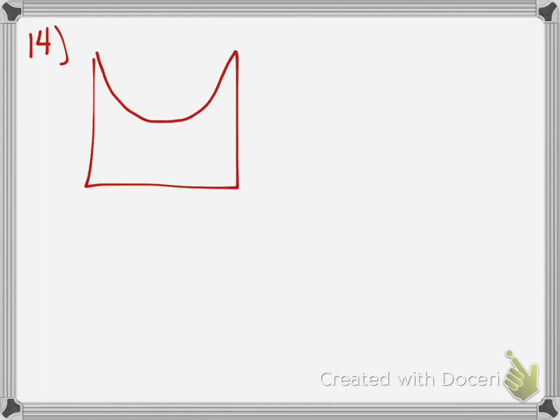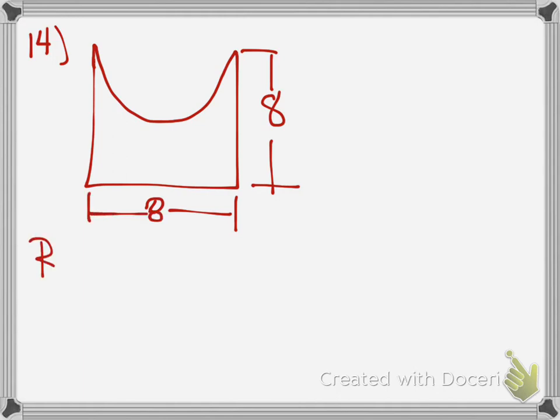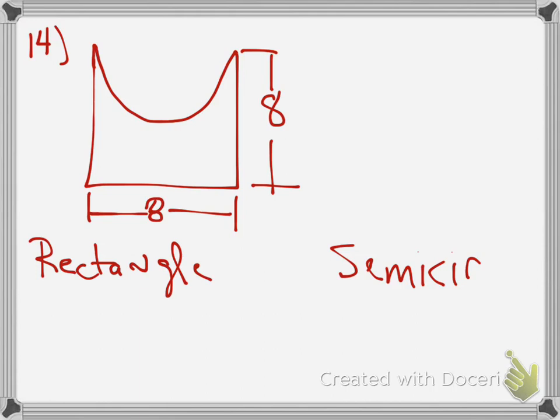But look at number 14. You get a drawing where you have something like this, and they're telling you here's an 8, and so you have to recognize you have a rectangle, and again you have a semicircle. But this time the semicircle takes out part of the completed rectangle, which would be like this right here, and we're taking this part out. So that means I'm going to end up subtracting those two areas.